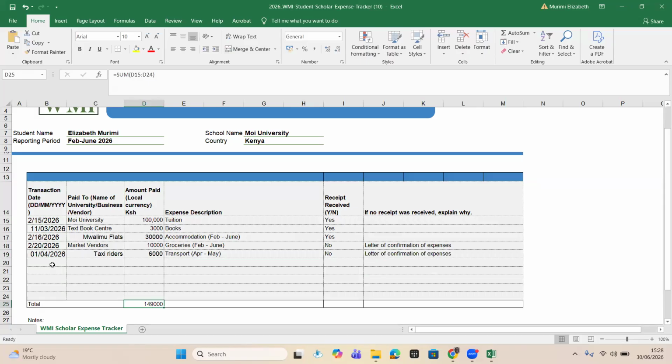So 149,000. And then possibly my total semester award is 150 or 155. So I need to add in what have I missed out? We have the transport, we have the groceries, and maybe some food. So maybe there's something like in May.